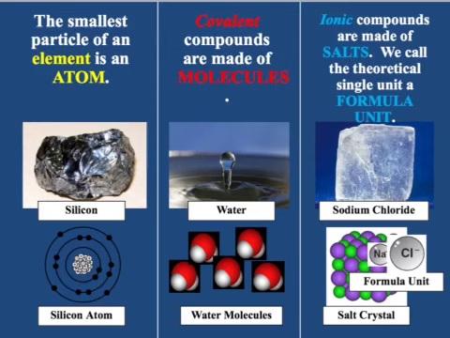So what do we call the theoretical units of ionic compounds? Formula units. Let's go over those 3. The smallest particle of an element is an atom. The smallest particle of a covalent compound is a molecule. Ionic compounds make salts, and we call a single unit of a salt a formula unit.